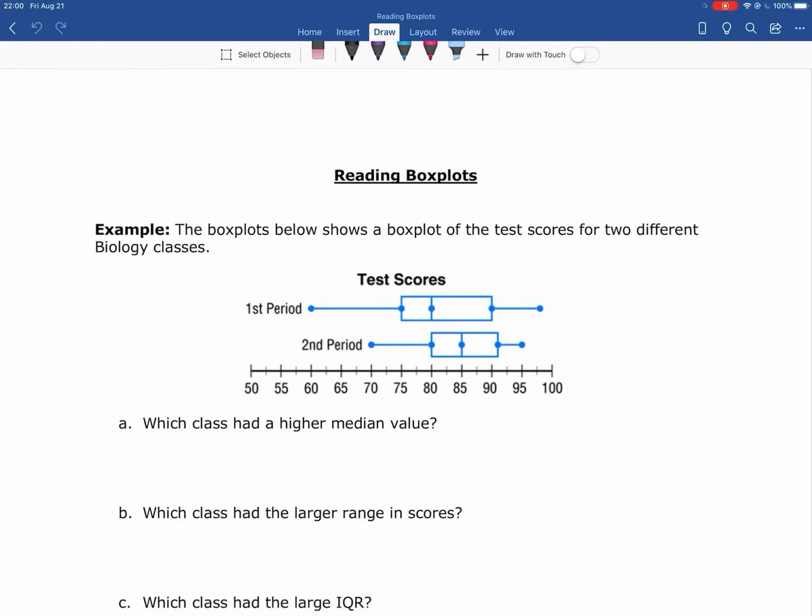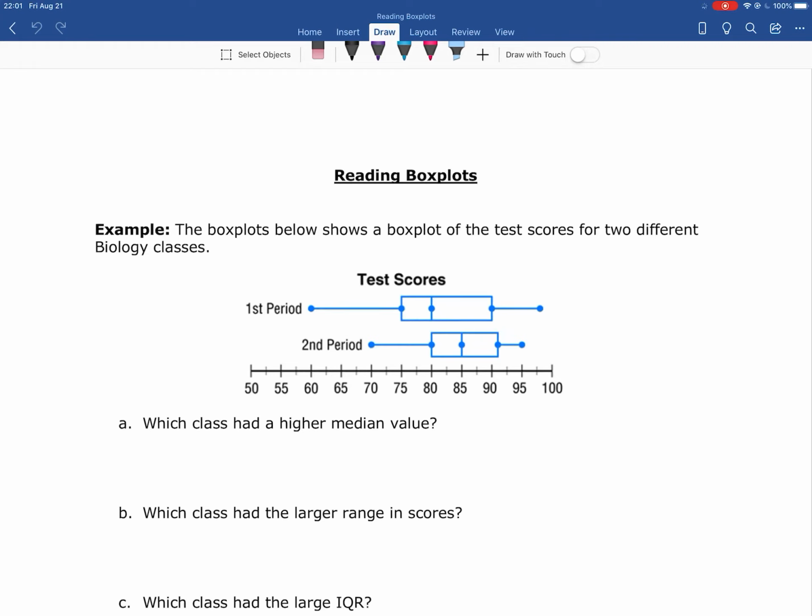All right, so now that we've looked at how to draw a box plot, let's go ahead and look at an example of how to read an existing box plot. So here I have two box plots on the same plot that show the test scores for different biology classes. So we have the first period biology class and the test scores that they scored, and then we have the second period biology class and their test scores on the same exam.